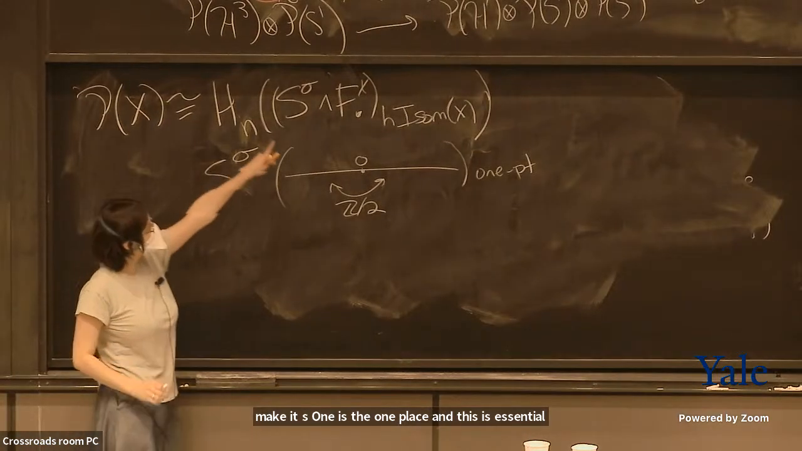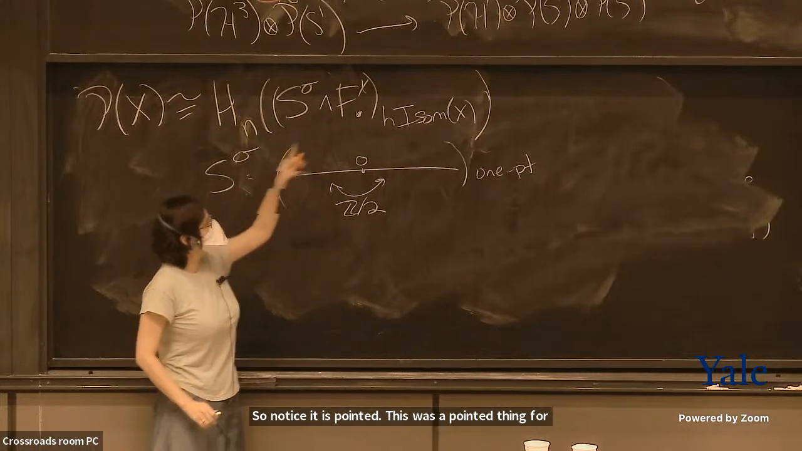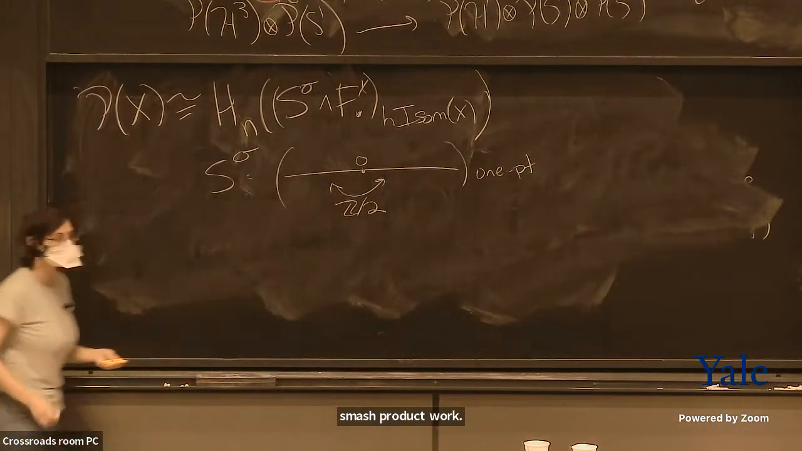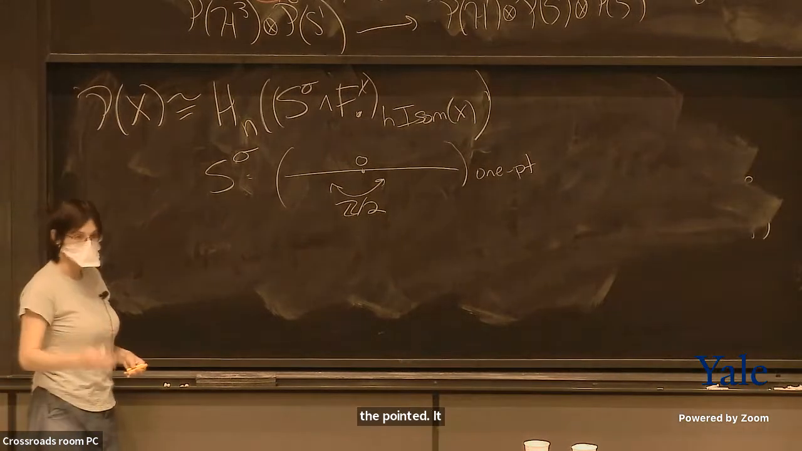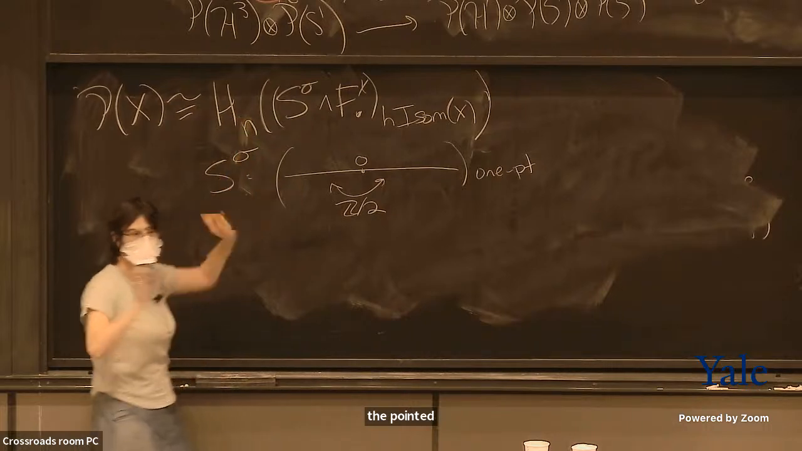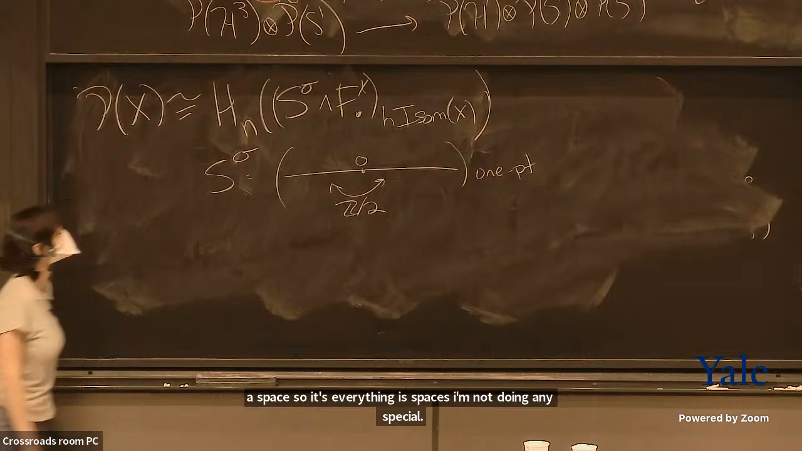So notice it is pointed. This was a pointed thing. For a smash product to work, this had better be a pointed thing. This is pointed by the pointed infinity. It's a space. So everything is spaces. I'm not doing any spectral. It's just the Cartesian product quotiented by the wedge.